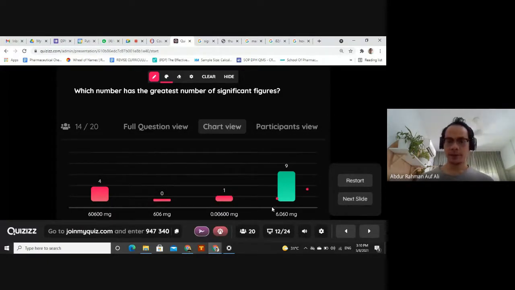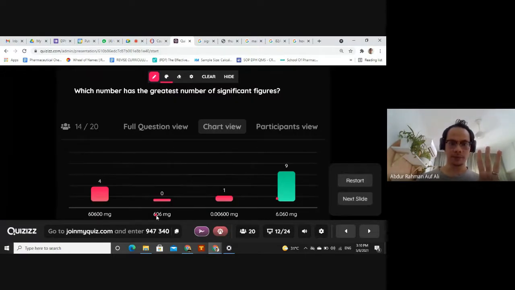Okay, so kenapa ini ada paling banyak? Because kat sini the first option ada 3 sahaja. 6 ni significant, 0 ni significant sebab dia diapit, 6 ni pun significant. So 2 kat belakang ni tidak significant sebab dia tidak ada titik perpuluhan. So 606 saja yang significant. So dia ada 3 sajalah.